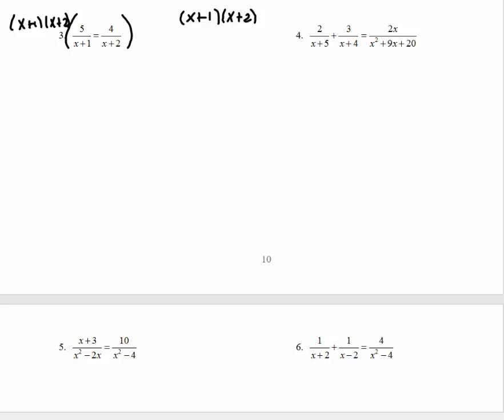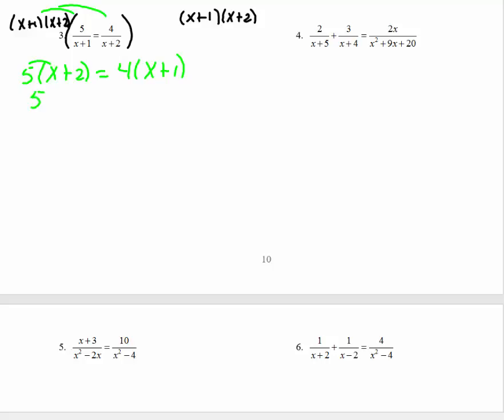So when I do so, on the left-hand side, the x plus 1s will cancel. So I'll be left with 5 times the x plus 2. On the right-hand side, when I distribute, the x plus 2s will cancel, so I'll get 4 times the x plus 1. Then I'll go ahead and distribute my 5.